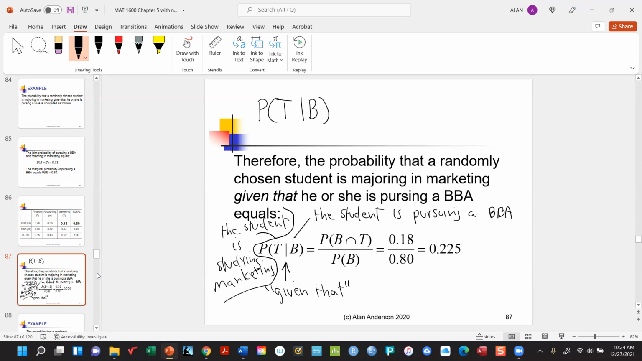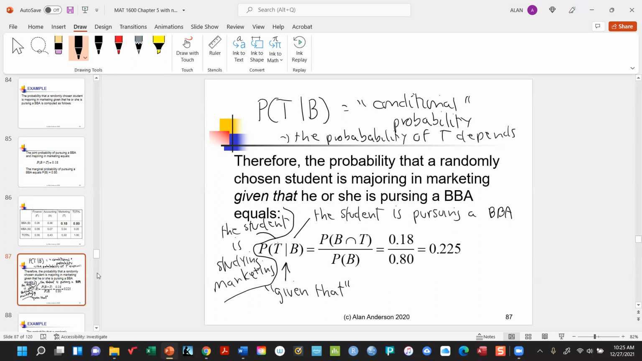Okay, so the bar says "given that," and this is known for the first time. We're now seeing that this is a conditional probability, which means that the probability of T depends on whether or not B is true. Okay, that's what this is all about. Probability of T depends on B, whether it's true or false. And so this is a different type of probability than we've seen before. And formally, we calculate it by taking the joint probability of both of these being true divided by the unconditional probability that B is true.